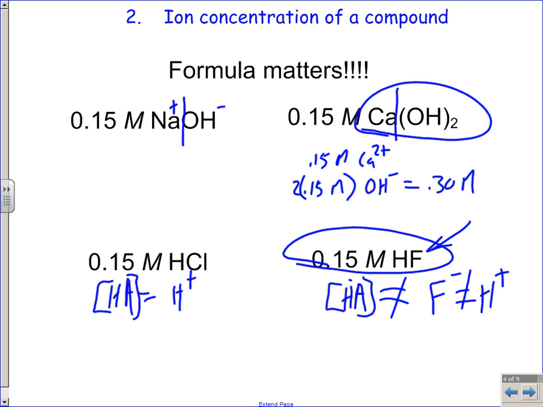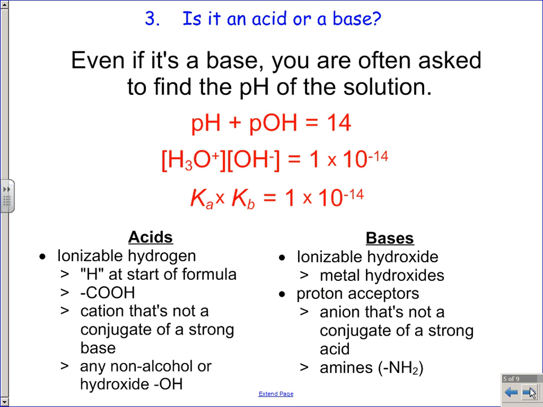Now, when it does dissociate, it would be true that these two concentrations would equal each other, but it would not be true that they equal the concentration of the weak acid. So be careful of your weak acids in doing this, and in particular, watch out for HF because that's one people often mistake for a strong acid.